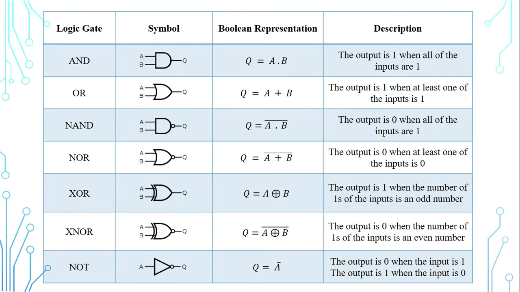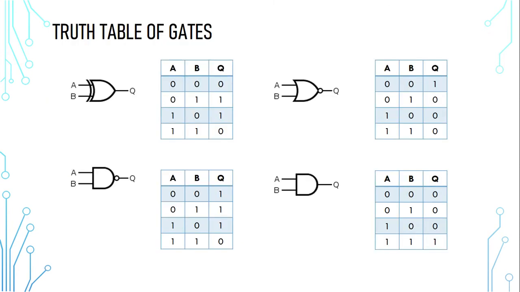This table lists logic gates with their symbols, their Boolean representation, and a small description about them. Please pause the video and review the content. And in this page, you can find XOR, XNOR, NAND, NOR gates with their truth tables. Please pause the video and check them.